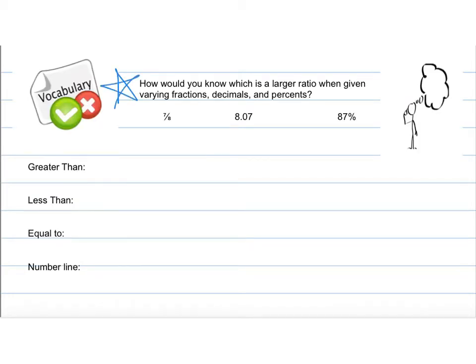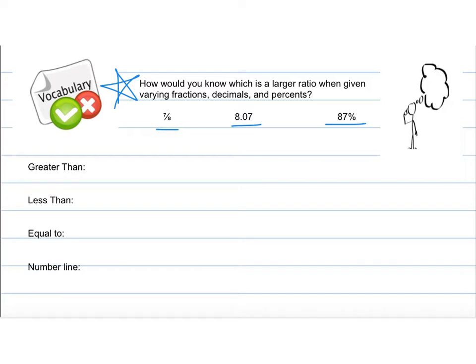Something for us to think about here is how would you know which is a larger ratio or a larger amount when given varying fractions, decimals, and percents. So if we had these numbers, and they're all in different forms, how would we be able to figure out which was the smaller amount, greater amount, and so on?